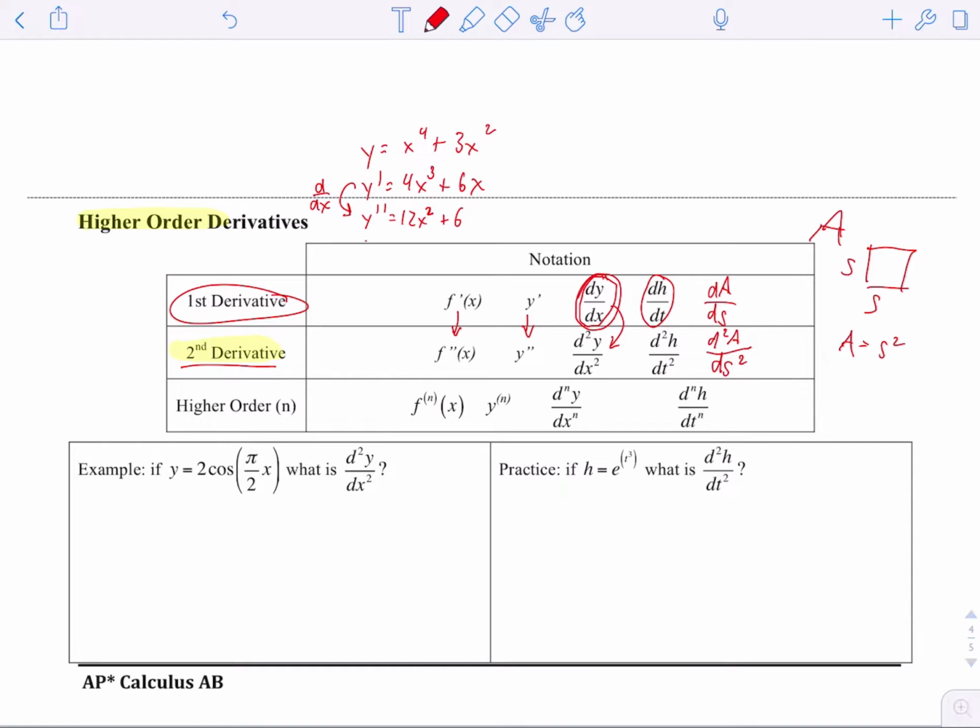Well, we can go more, right? A third derivative might look like 24x, and that's all. Okay?